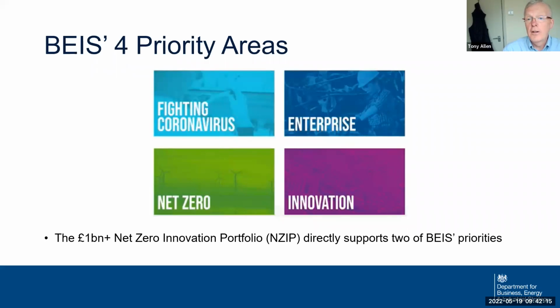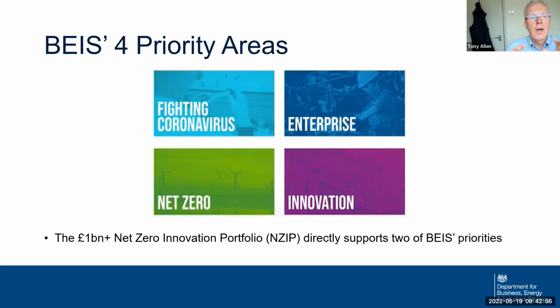I'd like to start by highlighting the 4 priority areas which BEIS addresses. The first one is fighting coronavirus. BEIS ran and still runs the vaccine task force, which was instrumental in funding vaccine developments and other infrastructure elements within the UK. It has a role in enterprise, backing the long-term growth opportunities for the UK. It leads the government effort in tackling climate change and unleashes the science and engineering capabilities of the UK to become a superpower through the innovation theme.